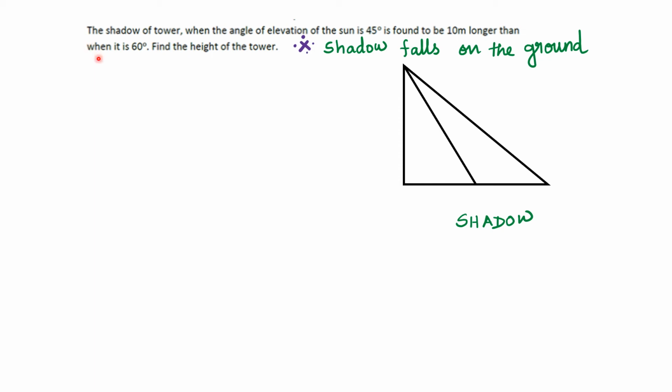We will see some difficult problems from this chapter. See here, the shadow of a tower when the angle of elevation of the sun is 45 degree is found to be 10 meter longer than when it is 60 degree. Find the height of the tower.